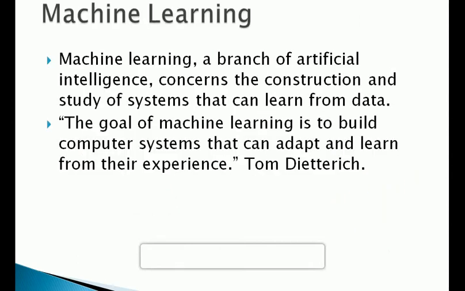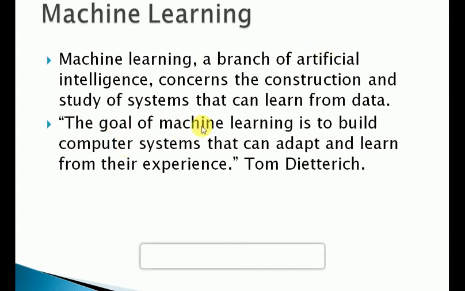So further, machine learning. What is machine learning? Machine learning is basically the branch of artificial intelligence that concerns the construction and study of systems that can learn from data. Definitely, if we talk about machine learning without data, that is impossible, because machine learning totally depends on data. The larger the data we have, the stronger and more possible the result we can achieve.